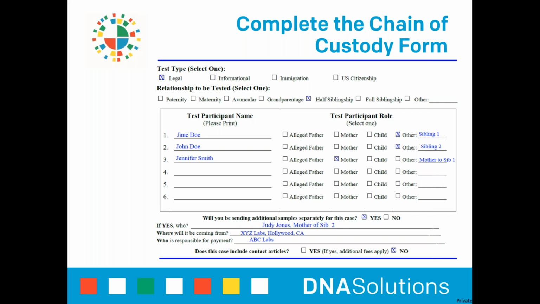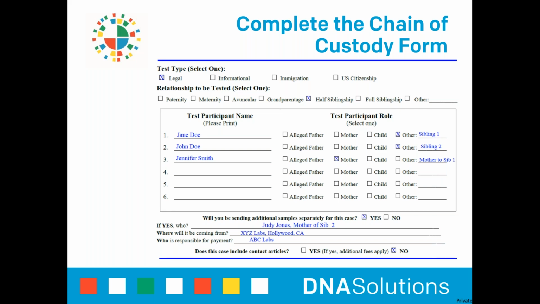If you are ever not sure which relationship is the correct choice to mark, please call or email our facility for assistance. You can select multiple relationships to be tested. However, any selection exceeding 1 will be an additional test fee.